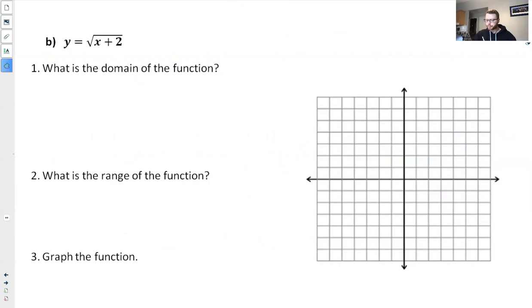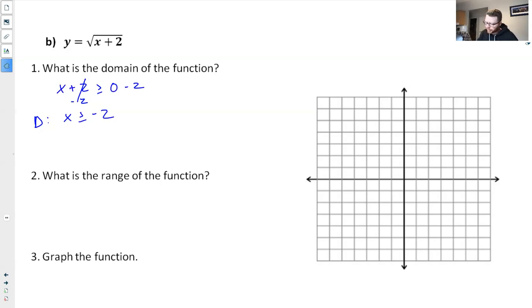All right. So we have a function here, y is equal to the square root of x plus 2. To find the domain, we're going to set the radicand greater than or equal to 0. So our radicand here is x plus 2 is greater than or equal to 0. We will solve for which values of x will allow the radicand to be greater than or equal to 0. We'll subtract 2 from both sides, and we're left with x is greater than or equal to -2. That is our domain.